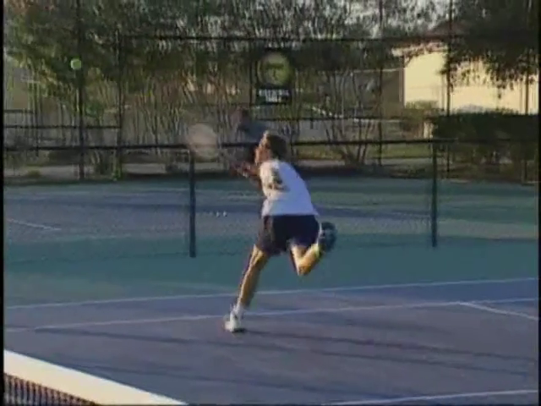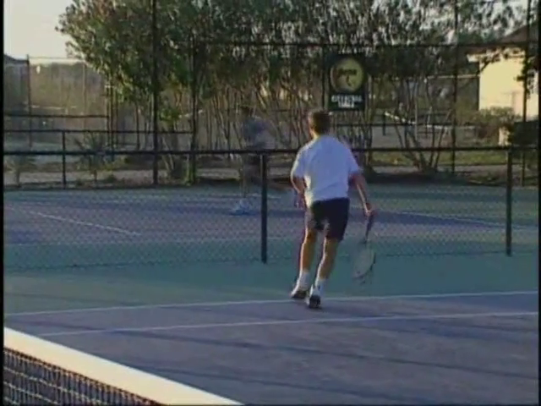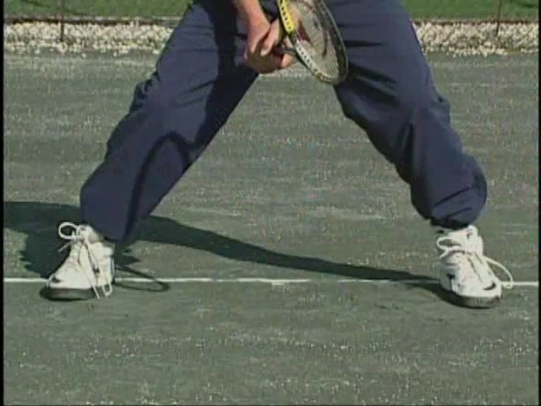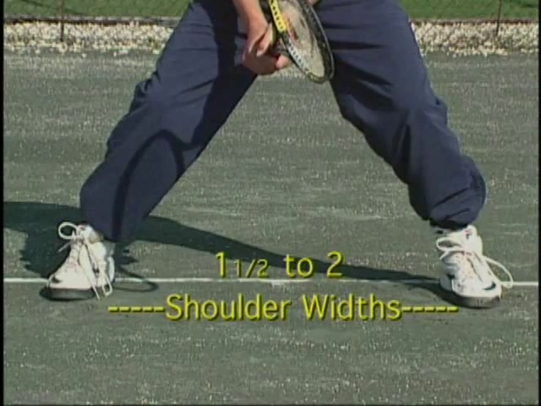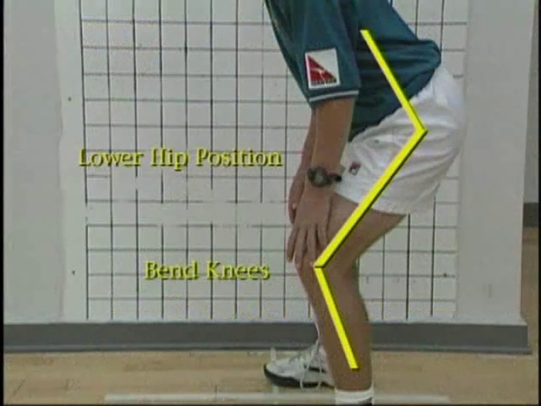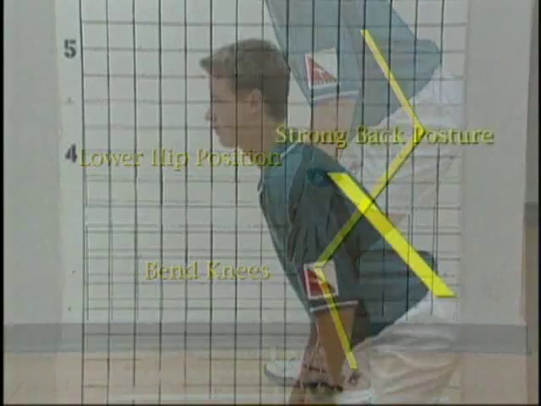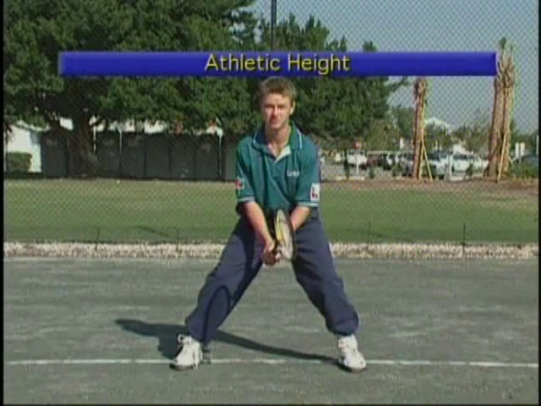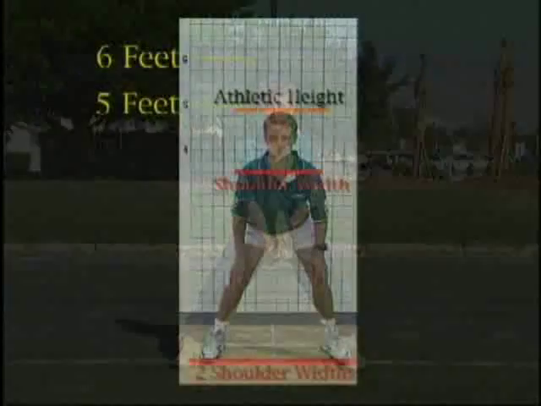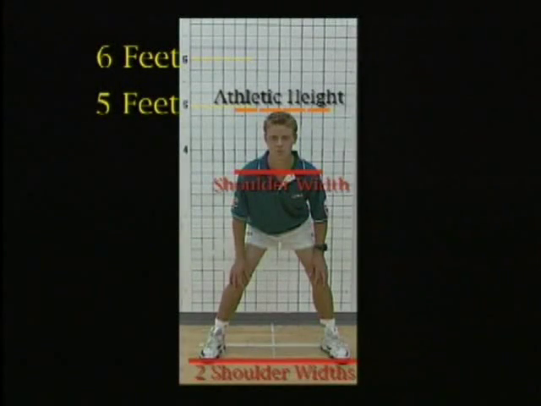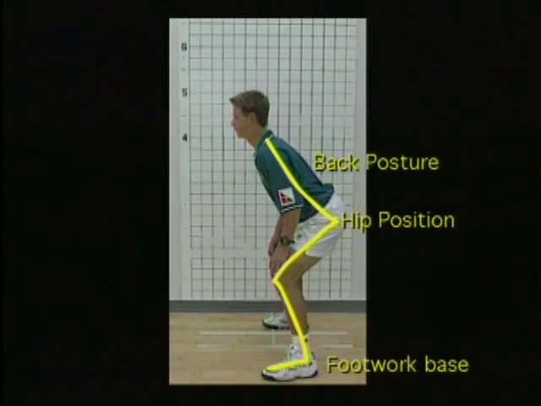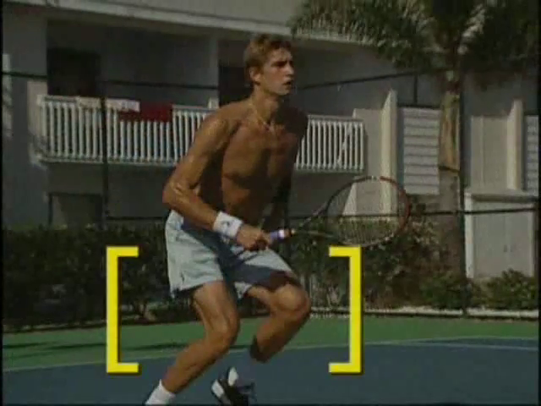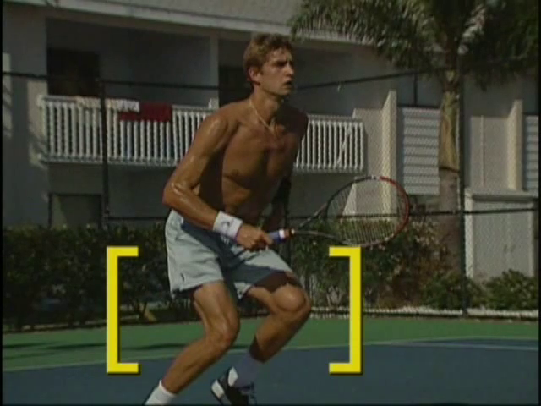When positioning to react to the opponent's shot, you prepare to reflex by setting up with a strong foundation position. That means spreading your feet 1.5 to 2 shoulder widths apart, lowering your hip position by bending your knees, and strong upright positioning of your back posture. Your athletic height in this position should be approximately 1 foot lower than your normal standing height. As you react and begin to move, this low to the ground, strong back posture foundation should remain intact throughout the duration of the point.